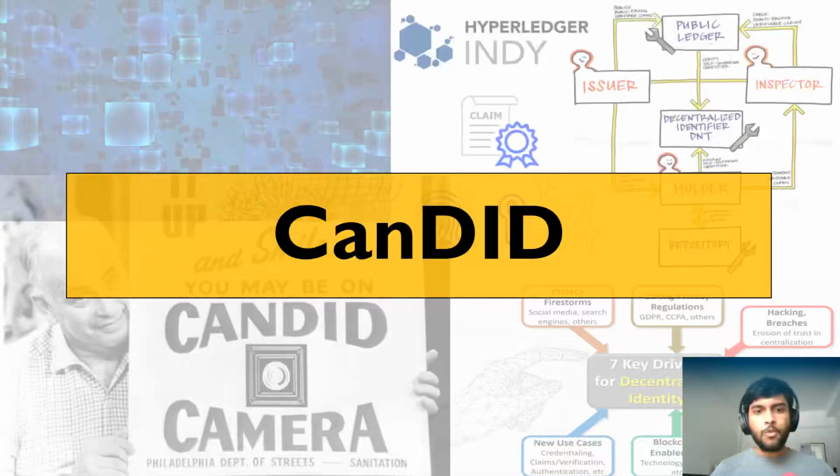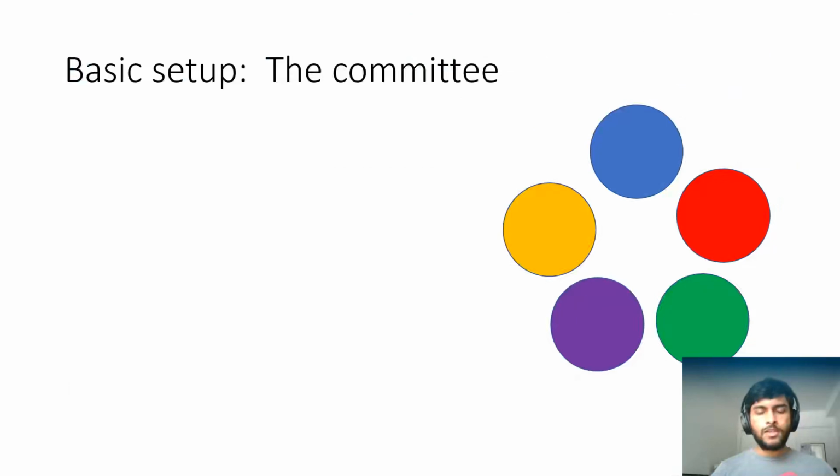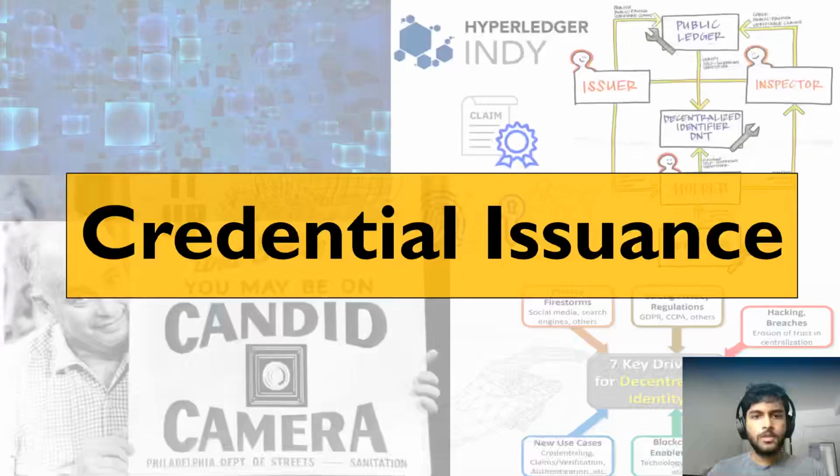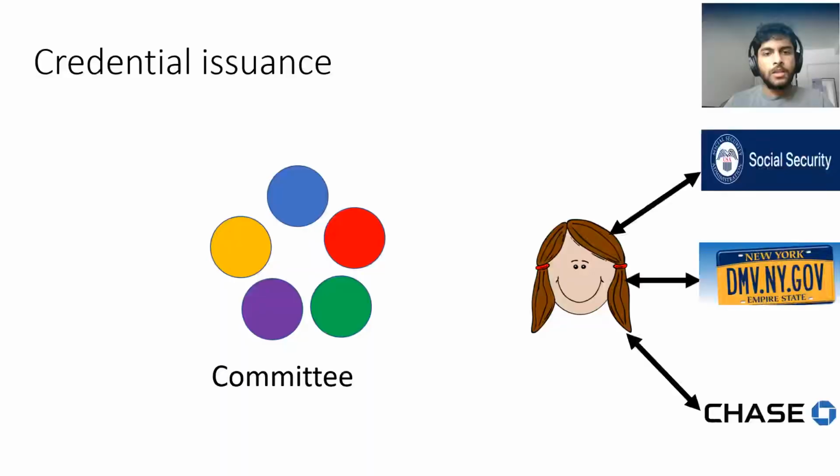With that, I'll move on to CanDID now. The basic setup in CanDID is that of a committee of nodes, and we assume a fraction of them to be honest. Credential issuance in CanDID works as follows. Let's say Alice wants to get a credential that says that she's above 18 years of age. Now, Alice first gets to pick several providers of her choice. The only restriction on the providers is that they have a web interface where they show Alice's age that Alice can access.